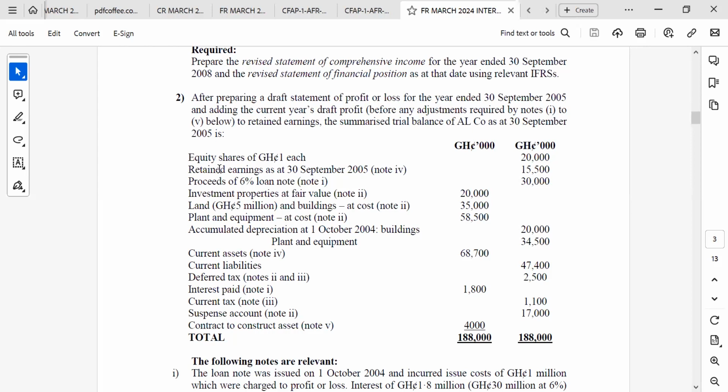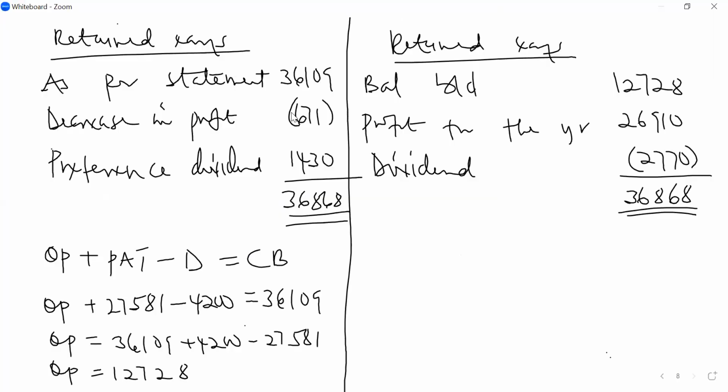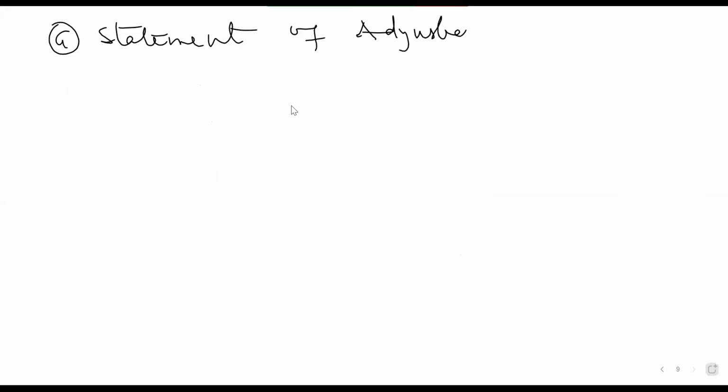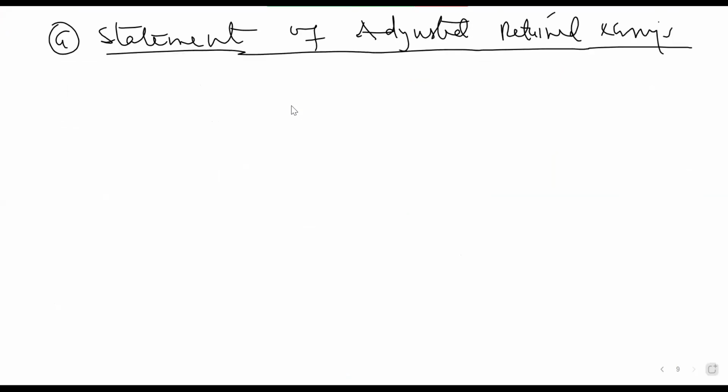So the schedule of statement of retained earnings, they are asking us to do the retained earnings now. So we start with the A. So the statement of adjusted retained earnings. Okay. What you start with first is the retained earnings given to you. Okay. So let's go and take the retained earnings given to us.